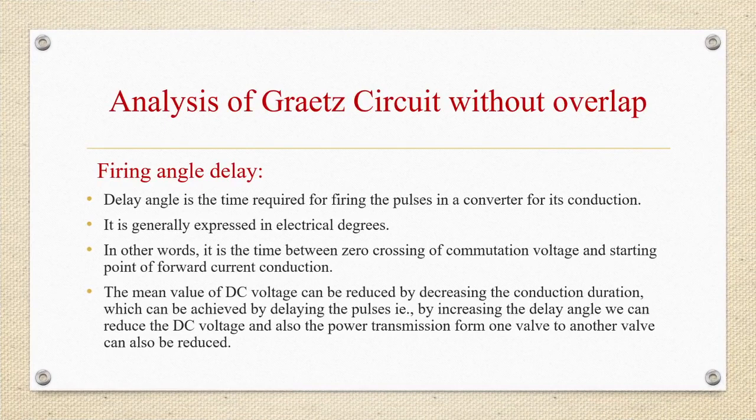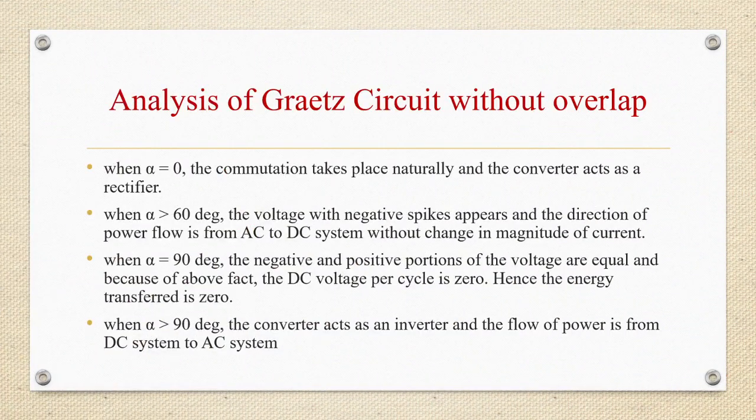Then we have seen firing angle delay. Delay angle is the time required for firing the pulses in a converter for its conduction. It is expressed in electrical degrees. So when alpha equal to 0, commutation will take place naturally and the converter will act as a rectifier, and alpha greater than 0, negative spikes will appear, and the direction of power flow is from AC to DC without change in magnitude of current. When alpha equal to 90 degrees, negative and positive portions of voltage are equal, and because of that DC voltage per cycle is 0, so energy transfer is also 0. When alpha is greater than 90 degrees, the converter will act as an inverter and the flow of power is from DC to AC.